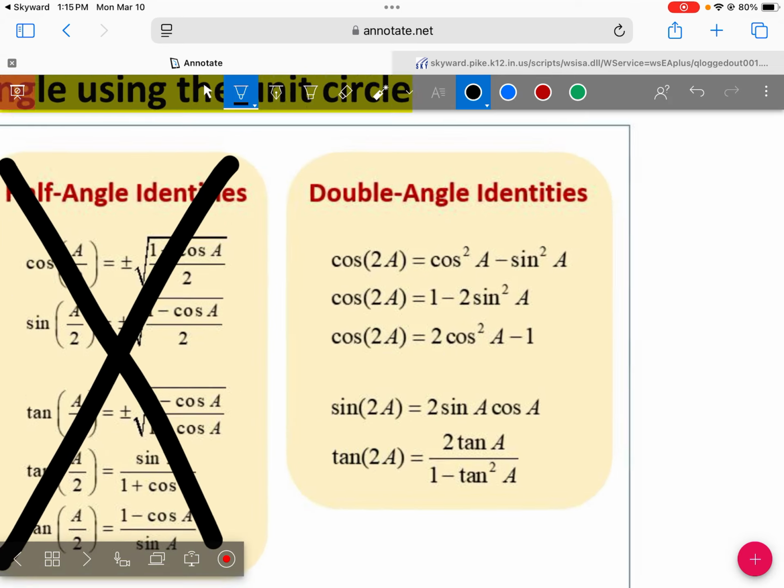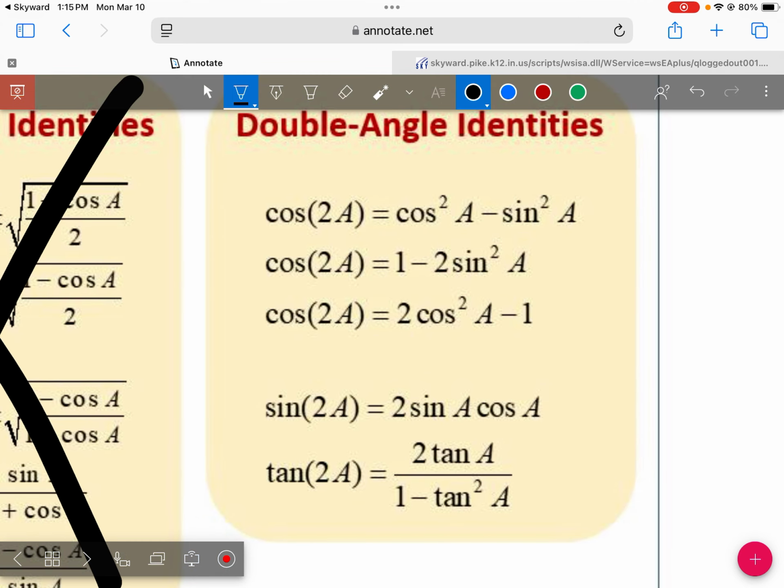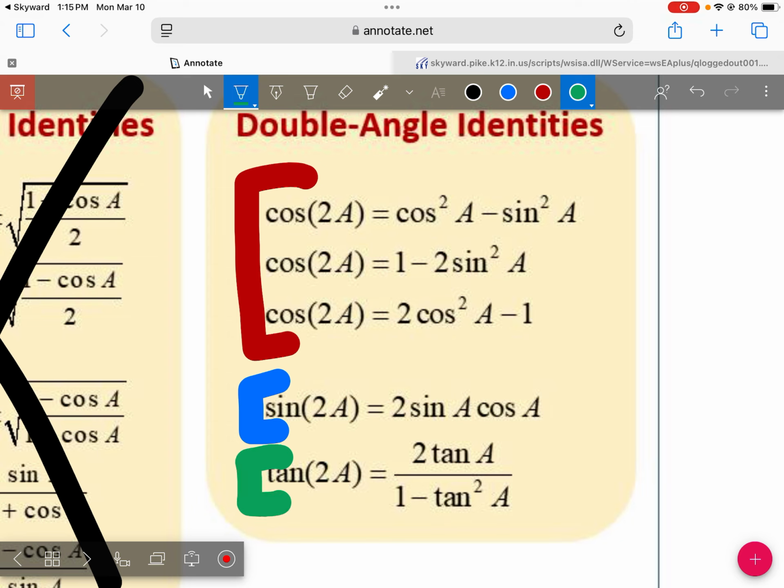But this is what I want you to notice about the double angle. They gave us 3 options for a cosine. So if they ask me for a cosine double angle, I have 3 choices. There's only 1 choice for a sine double angle and 1 choice for a tangent. That's really important: it doesn't matter which one you choose to use, you would get the same answer with all 3 of those identities.